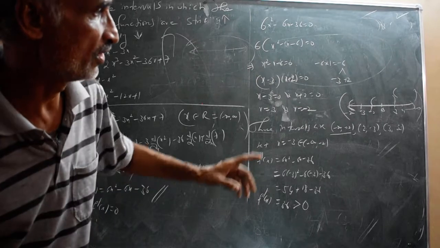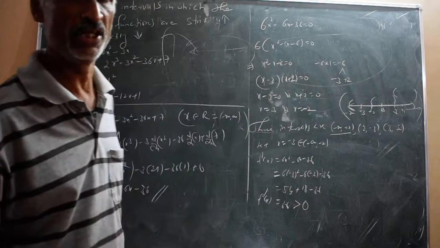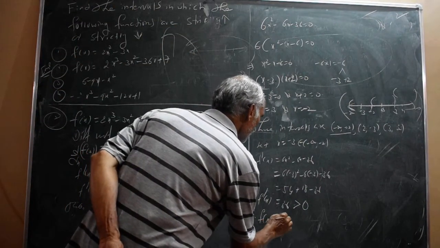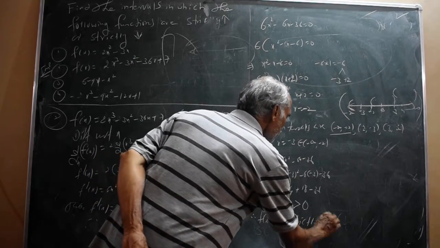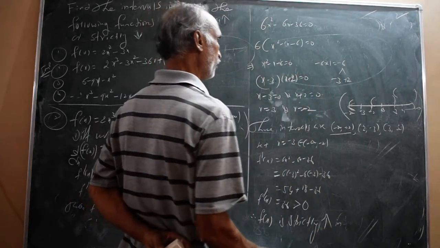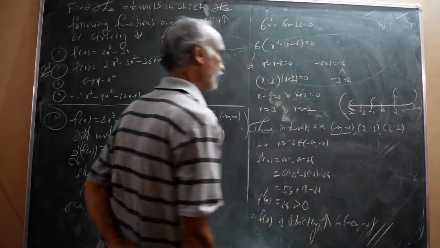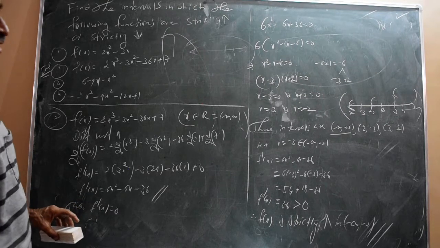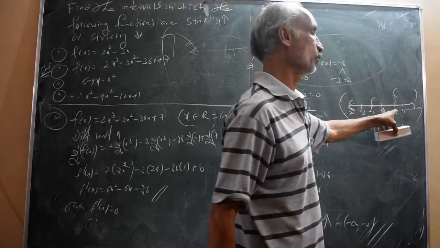So, easy technique. 36 is positive. Therefore, f of x is strictly increasing in the taken interval, minus infinity to minus 2. And the second one is another interval, sorry, minus 2 to 3. Minus 2 to 3, second interval.